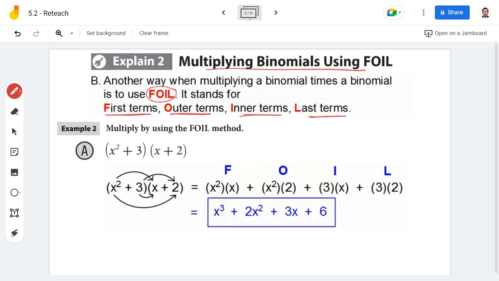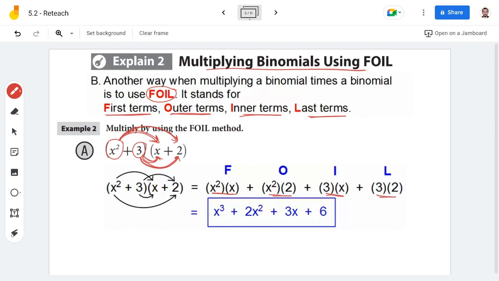Look at this question here. It's saying first term with the outer term, and inner term with the last term. As you can see here, we multiply these two together and we multiply these together. That's the whole thing that you need to understand. x squared times x, x squared times 2, 3 times x, and 3 times 2. So that's what we're doing here. x times x equals this, then x squared times 2 is this one, then 3 times x is this one, then 3 times 2 is this one.